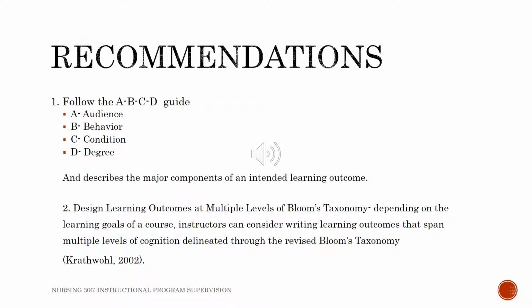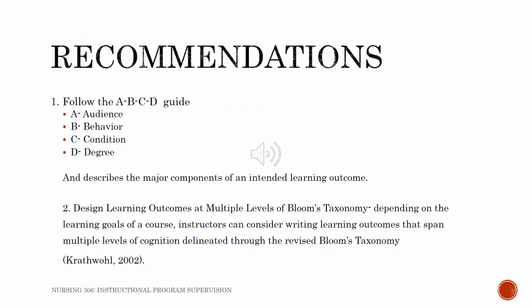Recommendations: follow the ABCD guide. ABCD stands for audience, behavior, condition, and degree, and describes the major components of an intended learning outcome. Instructors can develop learning outcomes by following the ABCD guide. Audience describes the intended learners of a given outcome, typically students. Behavior is a verb describing understanding, cognitive growth, or a skill that learners will develop.